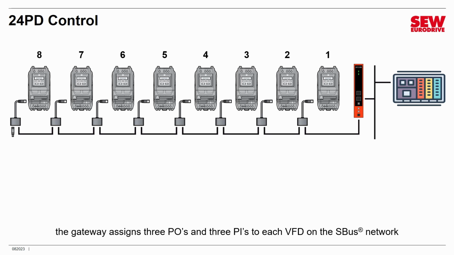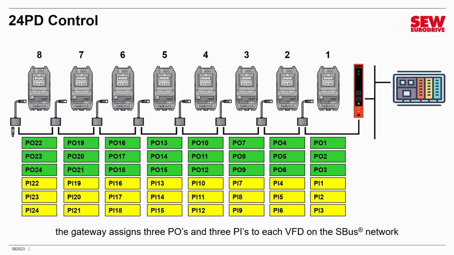The gateway learns all these addresses, and then it communicates over the other field bus by sending 24 processed data words to the PLC and accepting 24 processed data words from the PLC. It assigns 3 process output words to each VFD and 3 process input words. There are up to 8 VFDs, so 3 times 8 is 24. So this is what actually happens. The lowest addressed VFD in the chain gets process output word 1, 2, and 3, and process input word 1, 2, and 3. So you'll use those to communicate with that one.